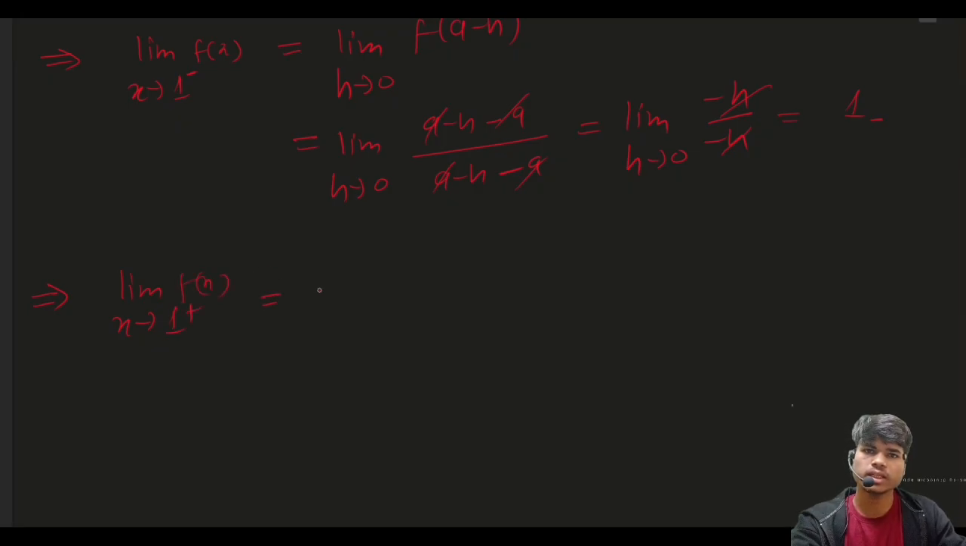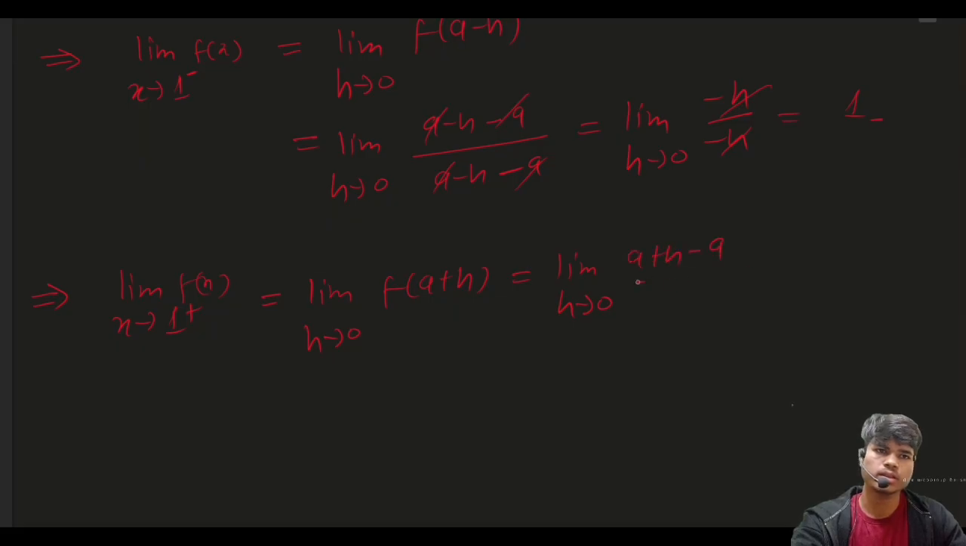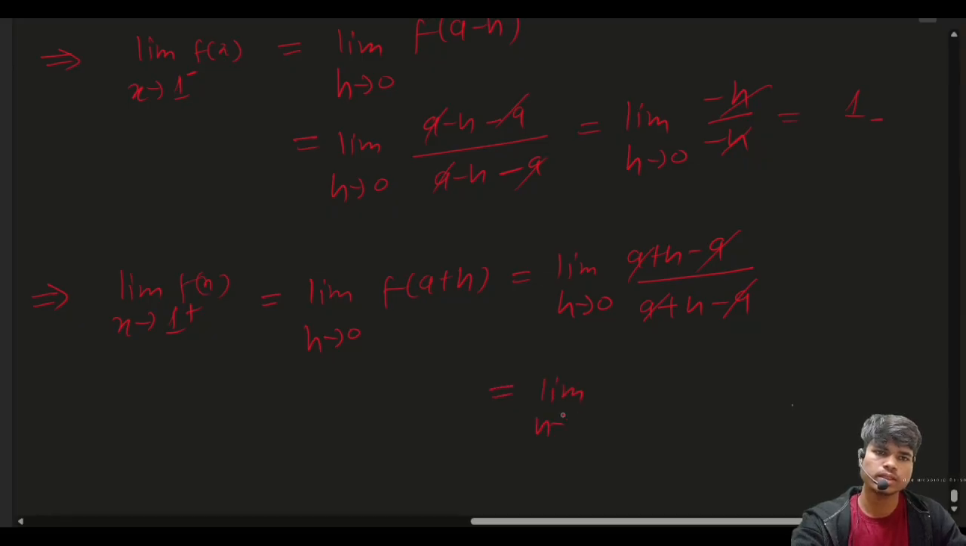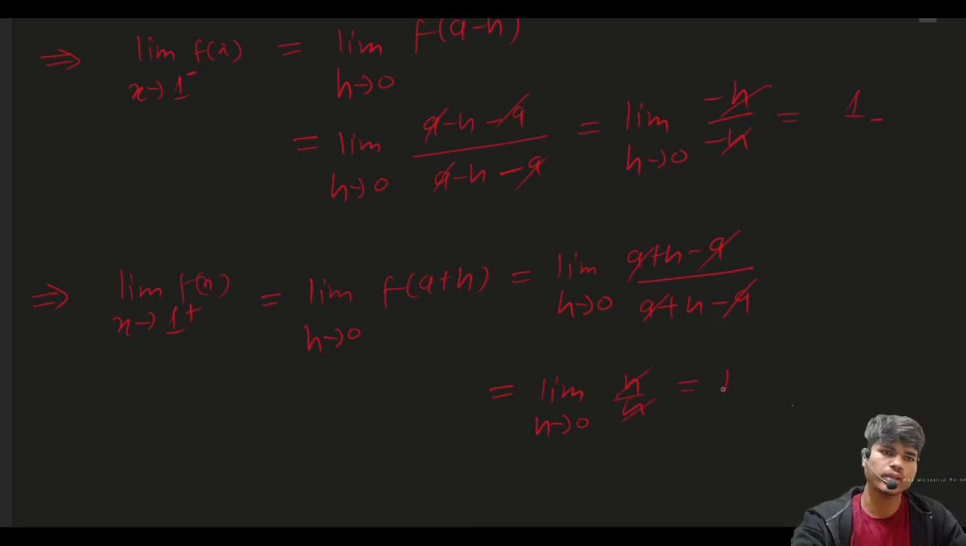We can write this like limit h tends to 0 f of a plus h. Also we can write this like limit h tends to 0 a plus h minus a divided by a plus h minus a. This will cancel out each other. So we have limit h tends to 0 h divided by h. Also this will cancel out each other. So we have right hand limit 1.